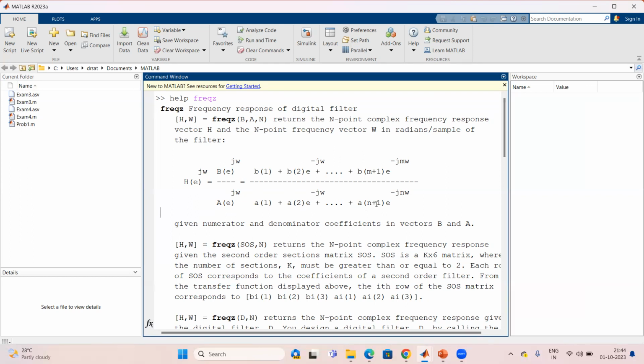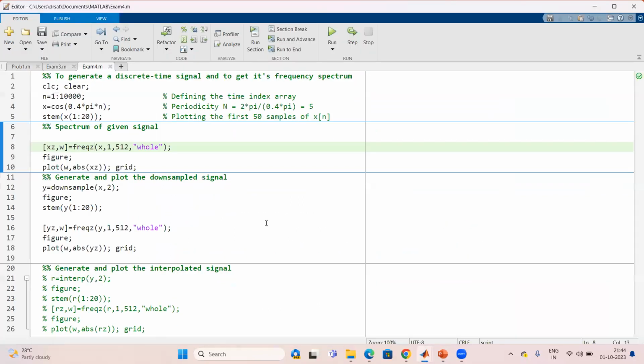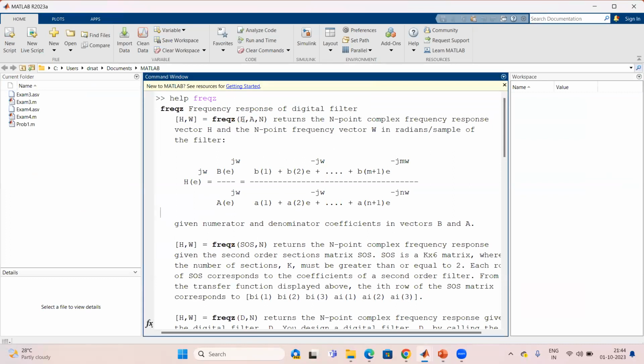So basically here you can see when we are using this freqz command, in our case, what we have done is, because if you see this format, first we have to write B. Okay, so what is this B? This B is the vector which contains all the coefficients of your numerator polynomial, right?